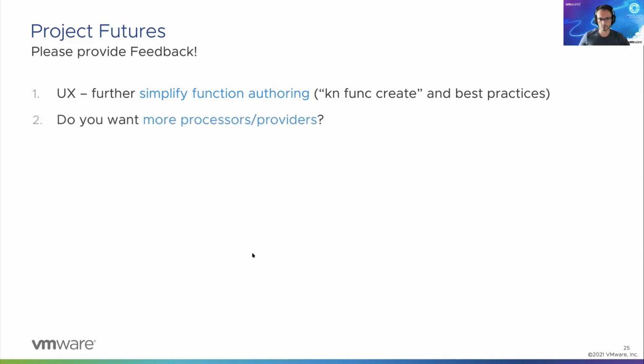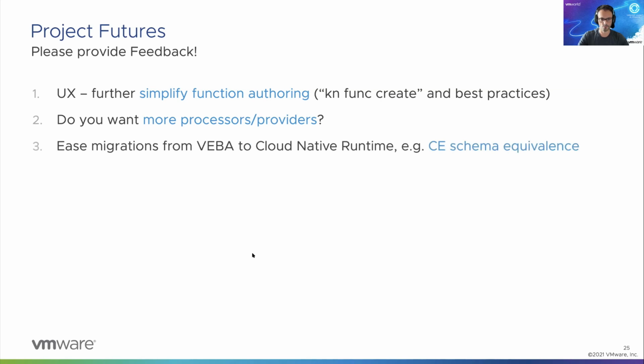Second, we want to hear from you. Do you want more event processors and event providers, or event sources and event targets or destinations? Even though we have Horizon and with webhooks we already support a majority of use cases and scenarios, there are probably here and there event providers and processors that you want to have support in VEBA for. And so we want to know from you, what is the priority here that we should be taking in supporting more processors and event providers.